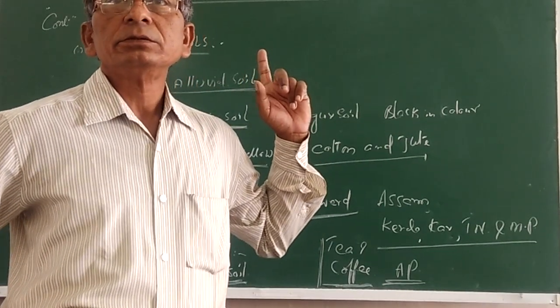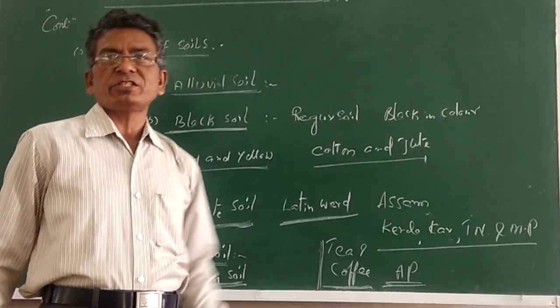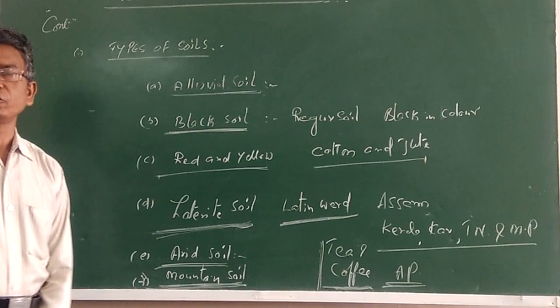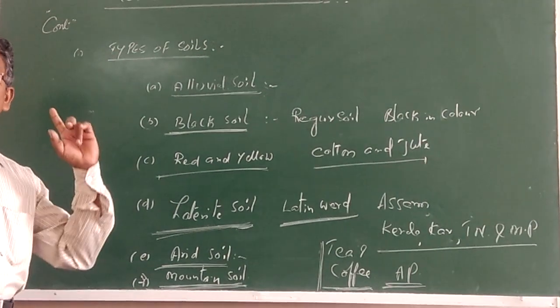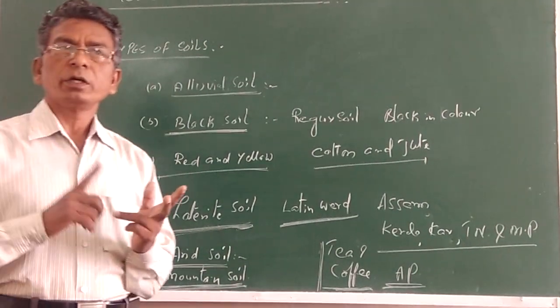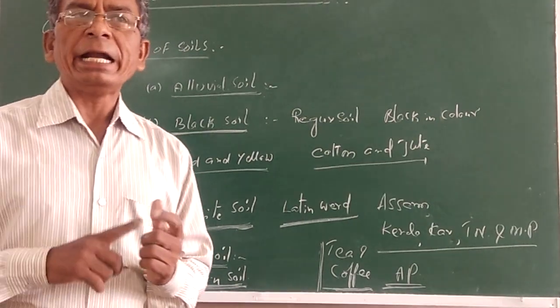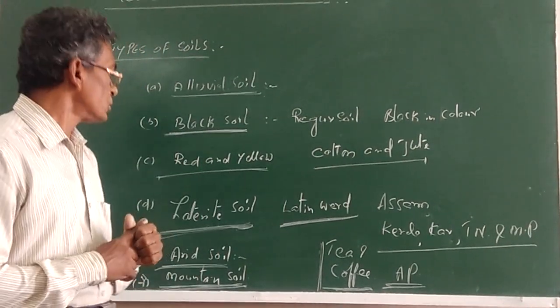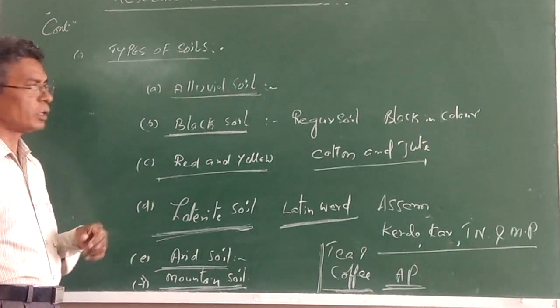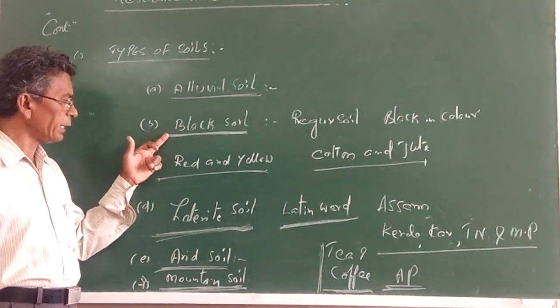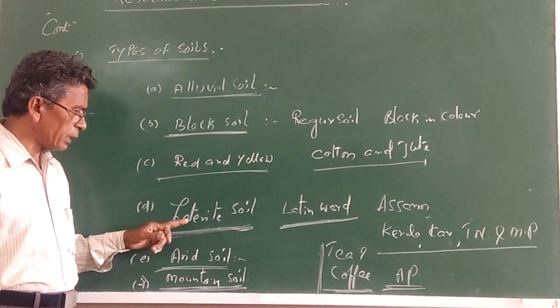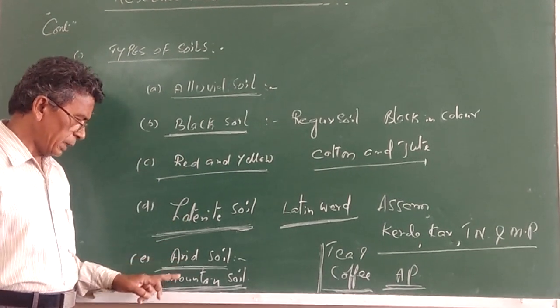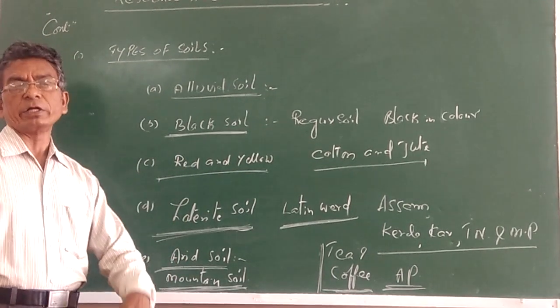On what basis can the soils be classified? In the beginning we discussed structure, age, physical and chemical compositions, etc. So the 6 major types are: alluvial, black, red and yellow, laterite, arid and mountain soils.